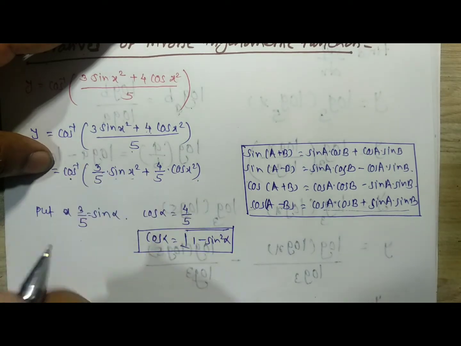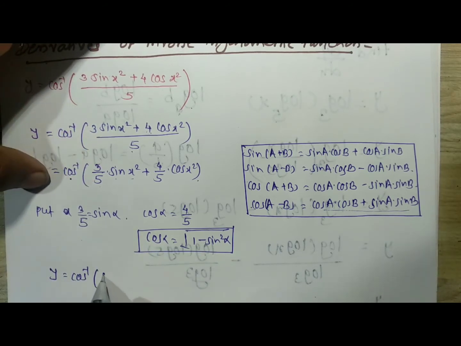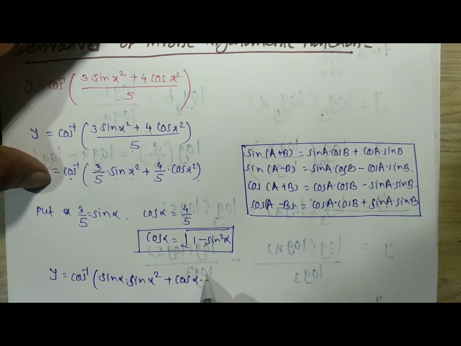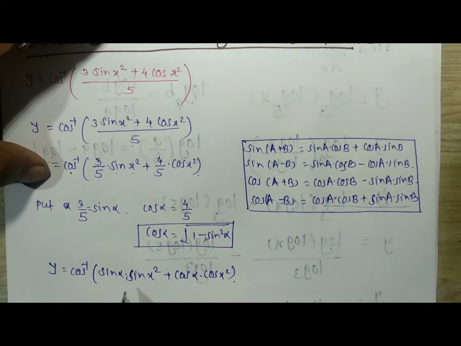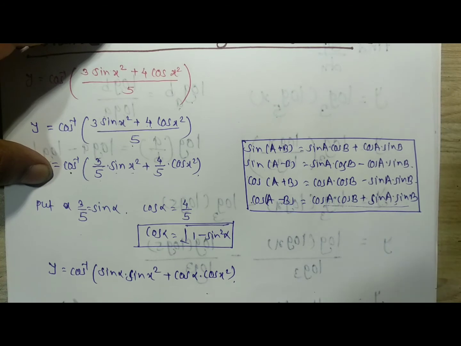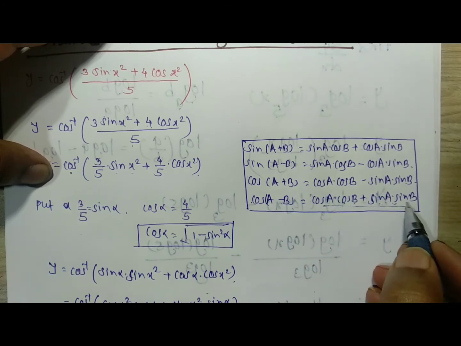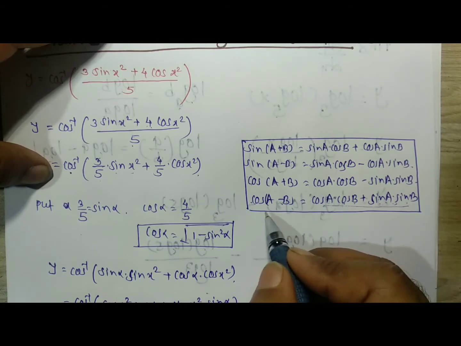Therefore you will get y is equal to cos inverse of (sine alpha into sin x square plus cos alpha into cos x square), where 3 divided by 5 is sine alpha and 4 divided by 5 is cos alpha. This matches that formula, so you can rearrange it as cos inverse of (cos x square into cos alpha plus sin x square into sin alpha), which is very similar to cos A into cos B plus sin A into sin B, and therefore it is A minus B.